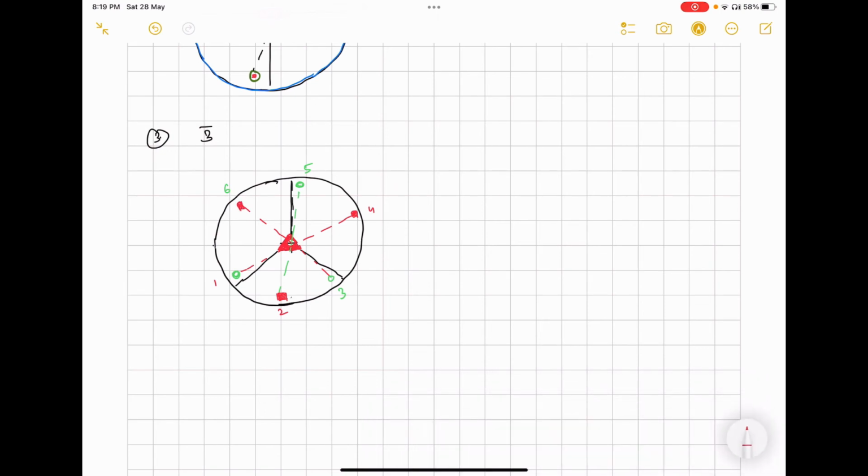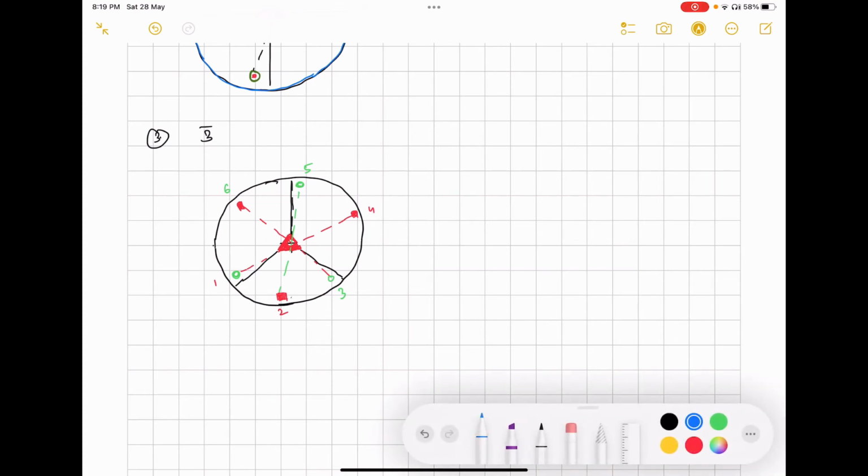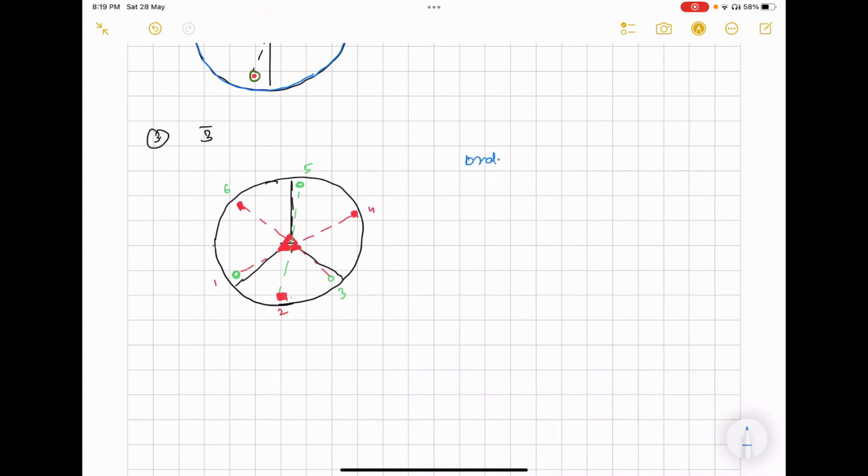And when I rotate it by 120, I reach 4 and then after inverting, I reach point 1. So these are the points that are left. So the order becomes 6. 6 points are left behind.